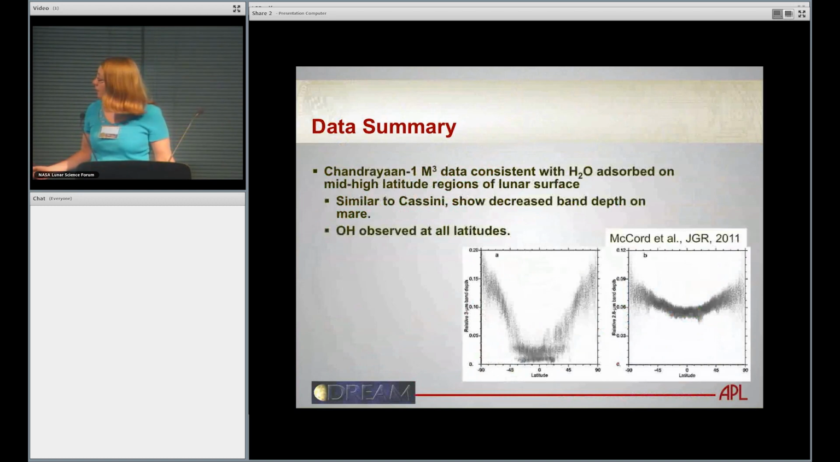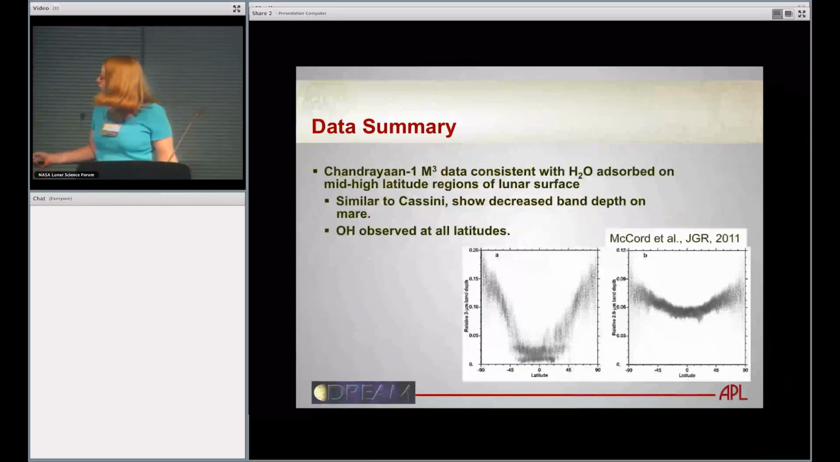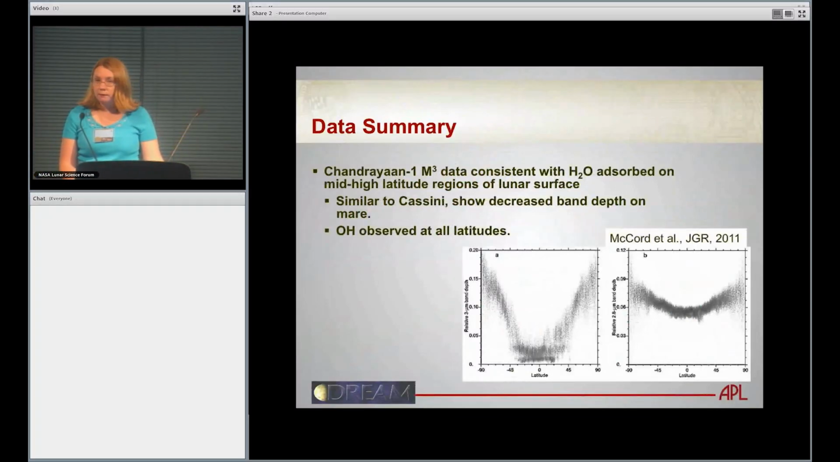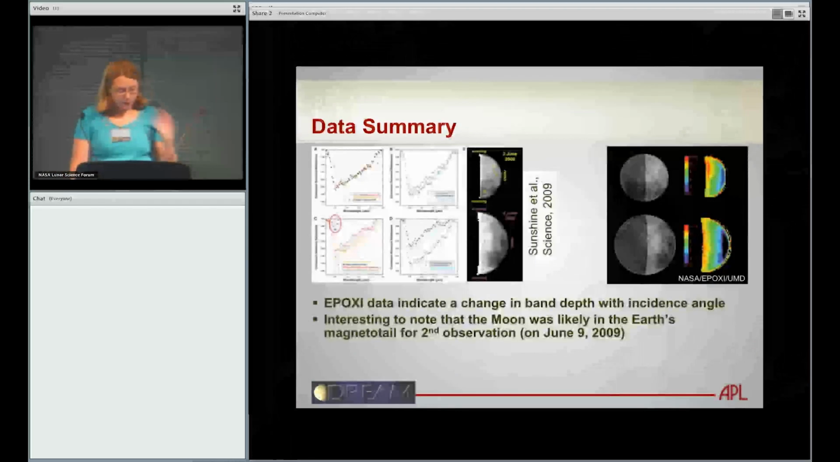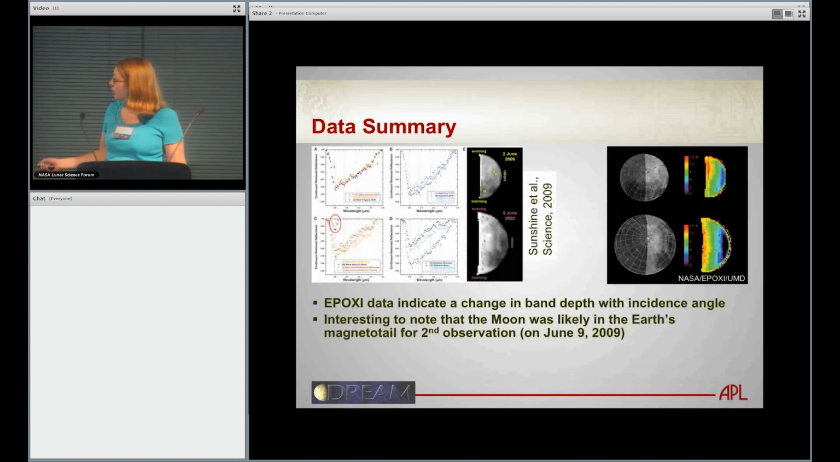wavelengths for the absorption feature attributed to water at 3 microns and OH at 2.8. And the distribution is consistent with water sticking to the coldest surfaces, but OH being more present all over. And M cubed results are similar, where you have water not sticking very well at the low latitudes, but more at the mid to high latitudes, and OH less at the low latitudes, but kind of all over.